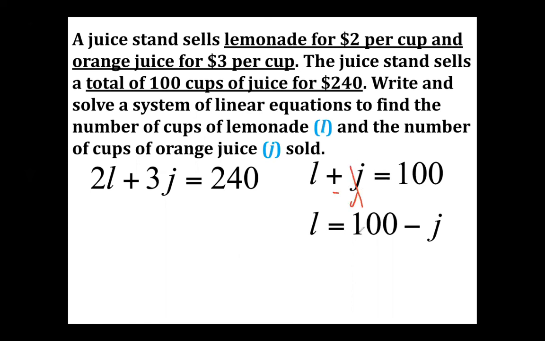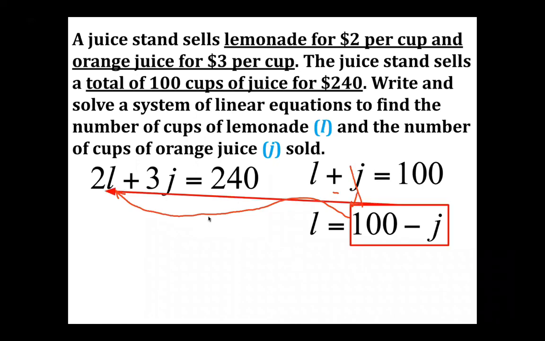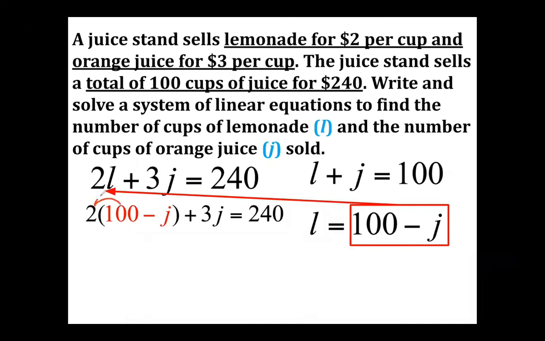That gives you L equals 100 minus J, and now that you have one of your equations solved for a variable, you can plug it into your other equation. So in this case, I would plug in 100 minus J for L. That would be 2 times 100 minus J plus 3J equals 240. Now eliminate your parentheses first by distributing 2. And that would give you 200 minus 2J plus 3J equals 240.